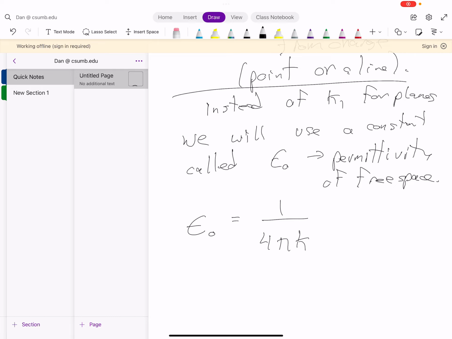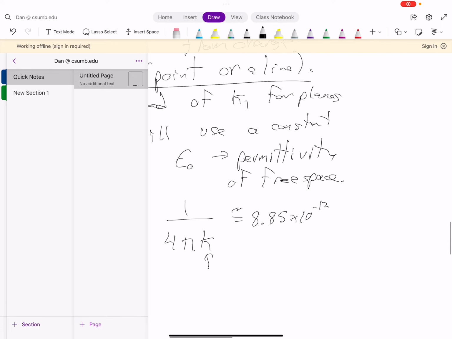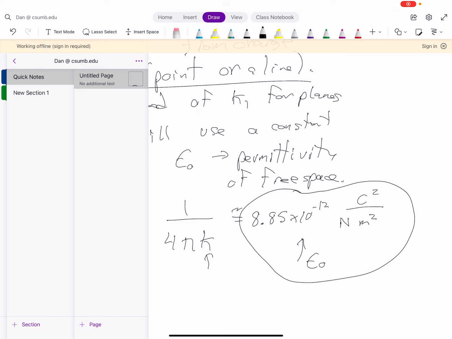But this value is approximately, I know it to 3 sig figs, 8.85 times 10 to the minus 12th. And because k is in the denominator here, the units are the inverse of the units of those for k: Coulomb squared per Newton meter squared. That is what this constant epsilon 0 is equal to, approximately. We can use that value.